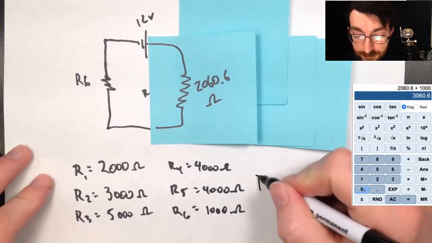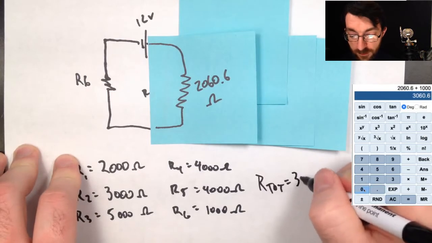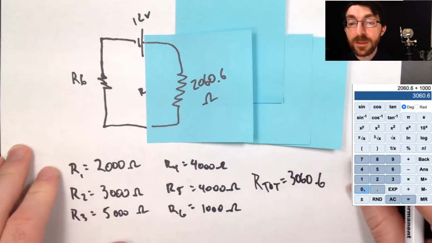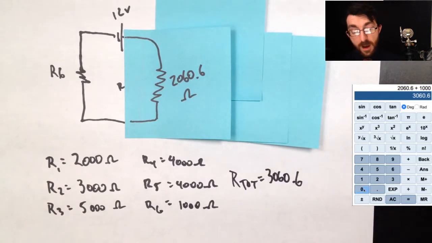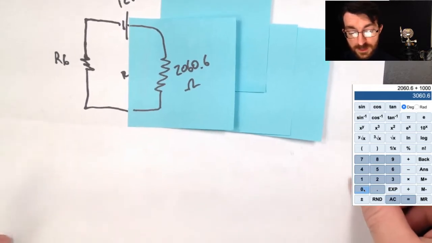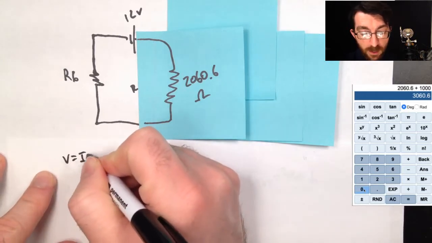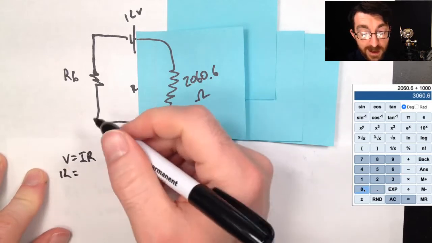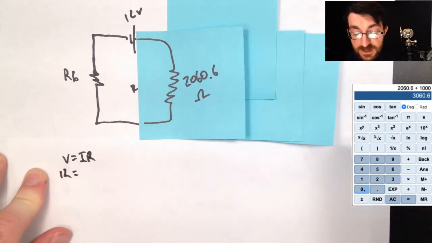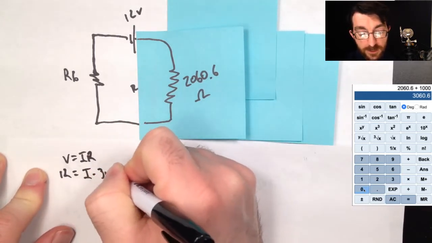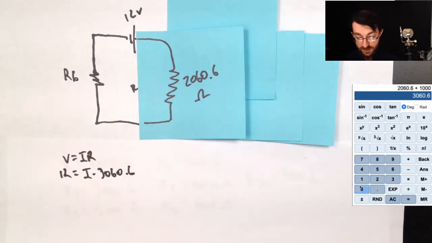So what I did get though was a total resistance of 3060.6. Okay, so what do I do with that? Well, now I know the total current in the entire circuit. So now I'm going to have to put some paper down here so I can do my calculations and slowly strip things away. So I got V equals IR going on here, and I know that the voltage for the whole circuit is 12, and I know that the total resistance was 3060.6. So I times 3060.6. I got to divide 12 by this.